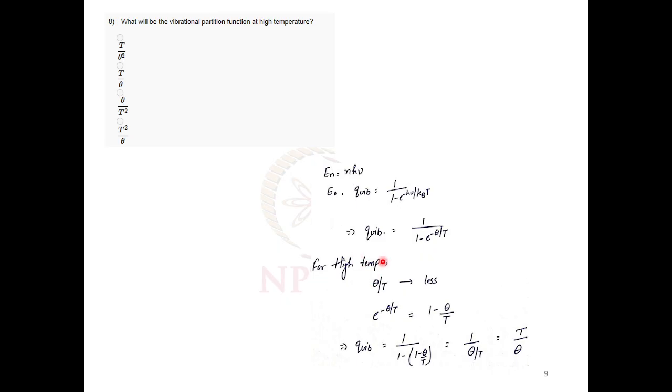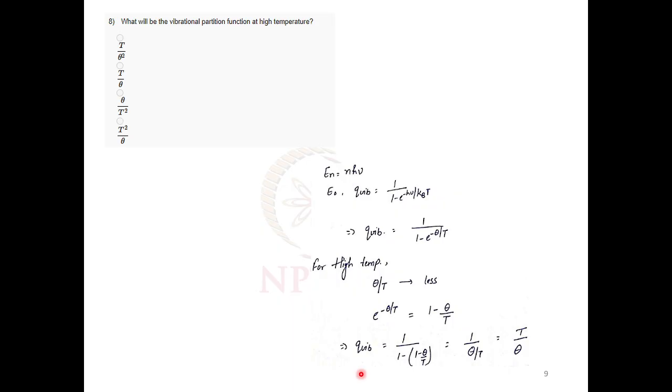So Q vibration equals 1 by 1 minus e to the minus theta by T. For high temperature, which is extremely high, theta by T is very small, right? You know the e to the minus x series: e to the minus x can be written as 1 minus x plus x squared by 2 factorial, something like this. So e to the minus x can be written as 1 minus x, and in the same way, e to the minus theta by T is 1 minus theta by T.